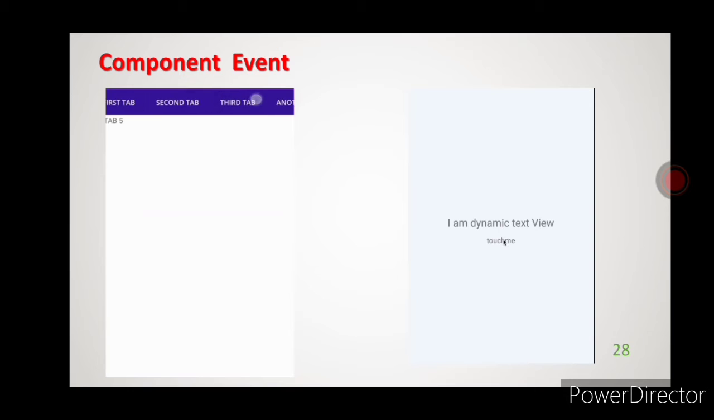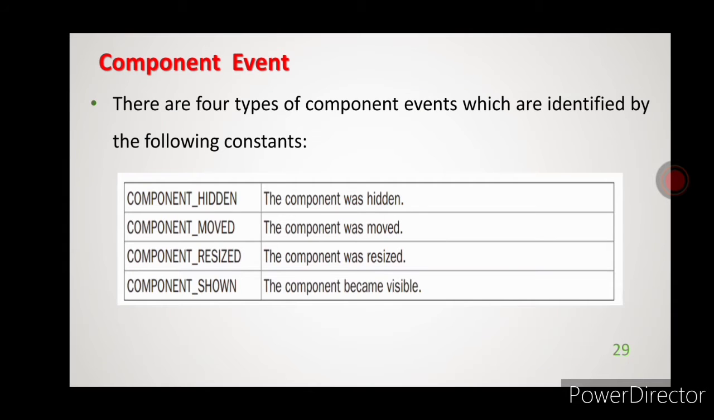And what are the components here? Tabs, text views and buttons. These all we can call components. And when the position, visibility and size of these components change, the component event is generated. There are 4 types of component events which are identified by the following constants.